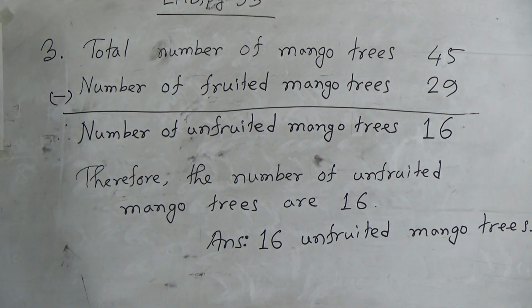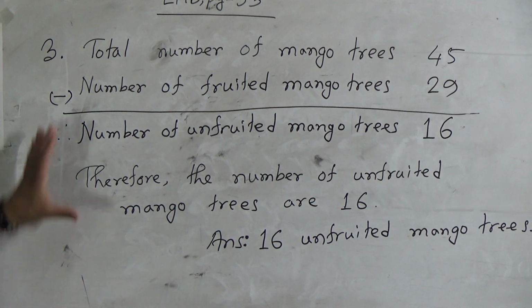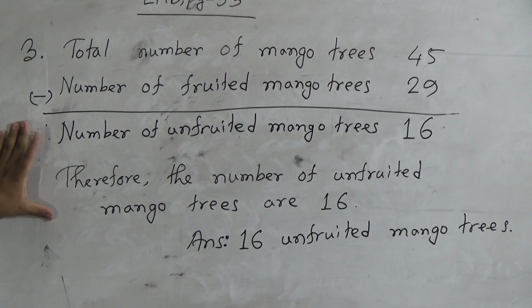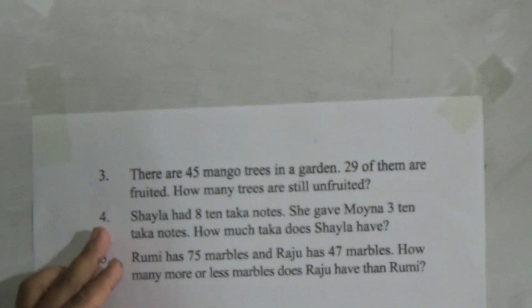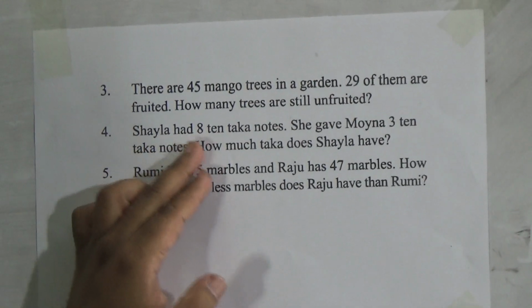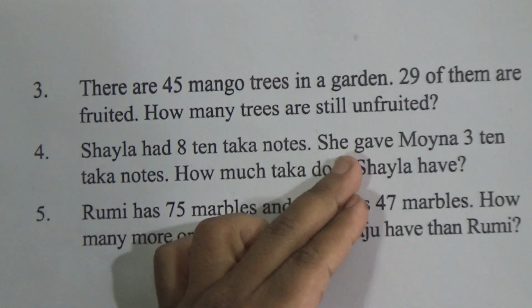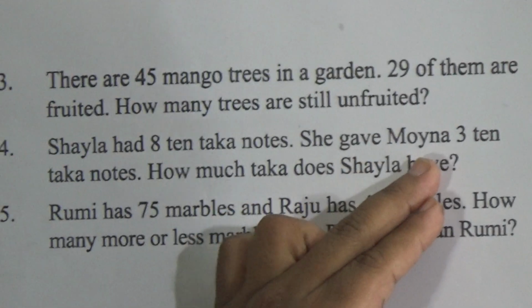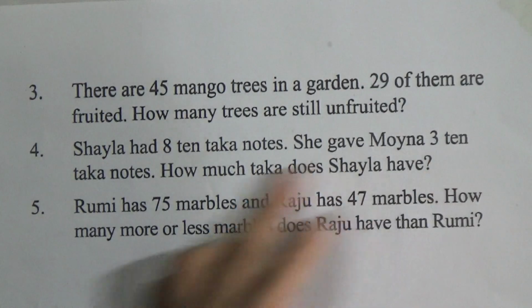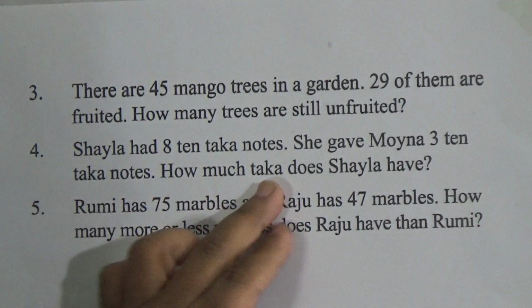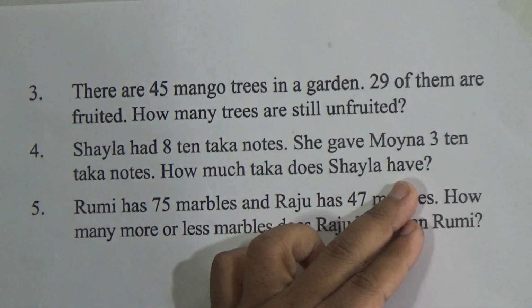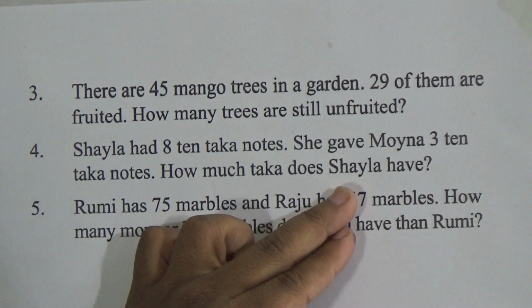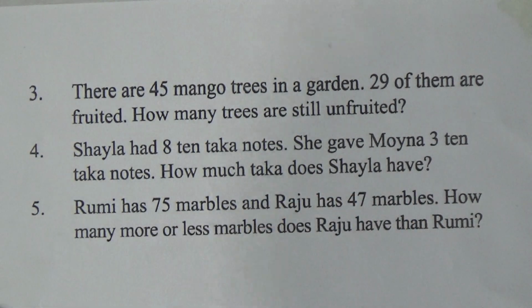Okay, I hope you have understood, my dear students. This is the solution of question number 3. Now we will solve question number 4. Before that, we need to read out the question. The question 4 is, Shaila had 8 ten taka notes. Shaila gave Moina 3 ten taka notes. After giving to Moina, how much taka does Shaila have? We have to find out.